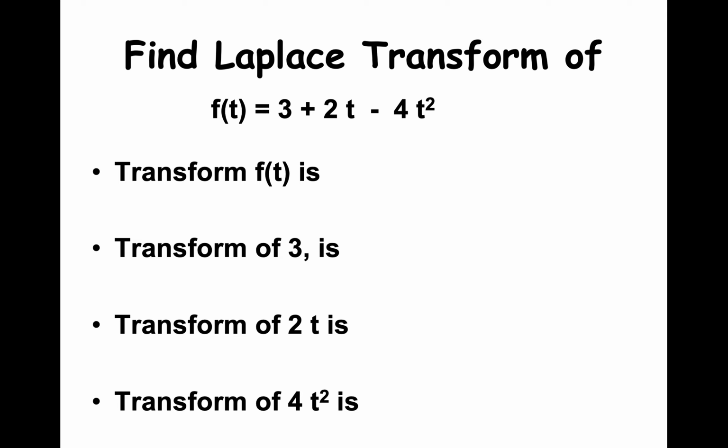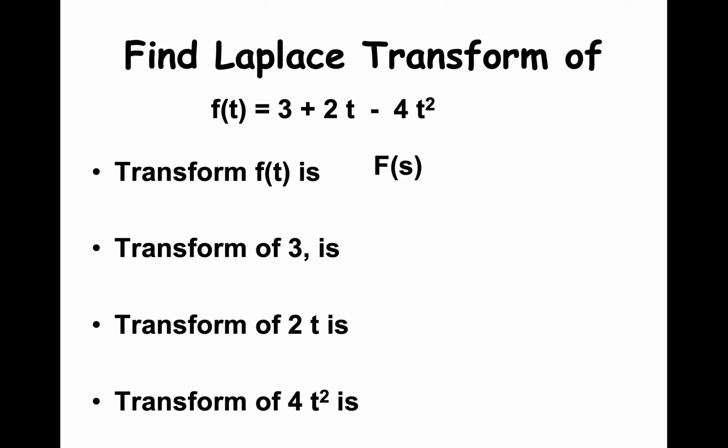Here we have the time domain expression ft equals 3 plus 2t minus 4t squared as our first example. The first step is to find the Laplace transform of the expression. We will do it term by term. The Laplace expression of ft is capital Fs based on equation 1 in the Laplace transform table.